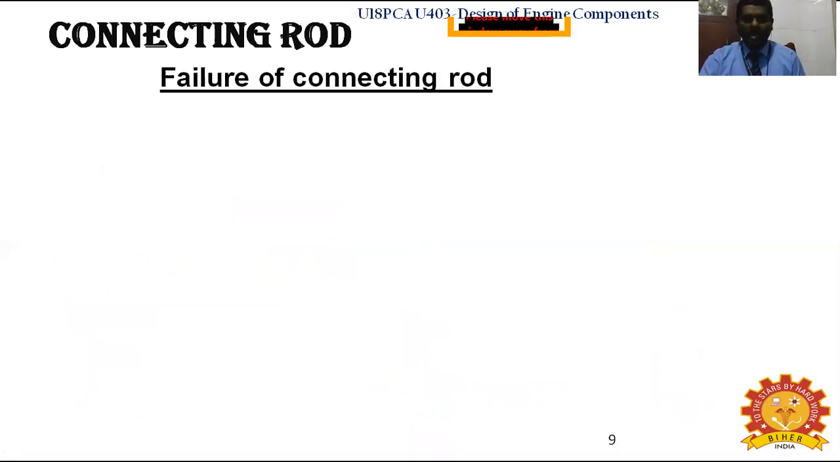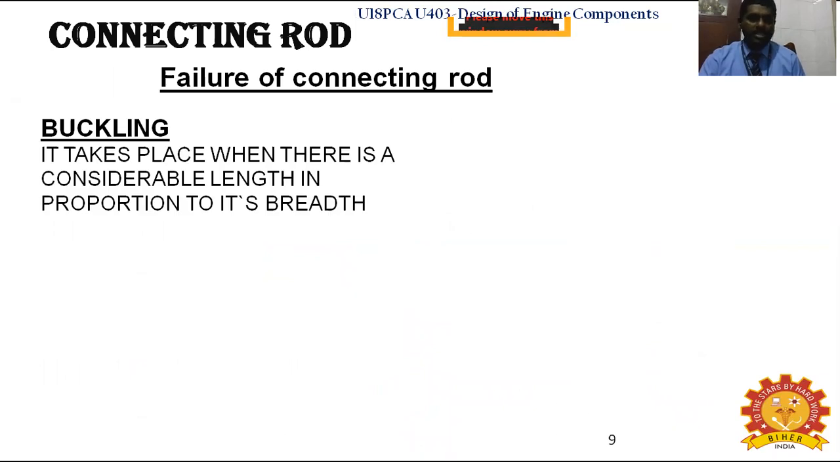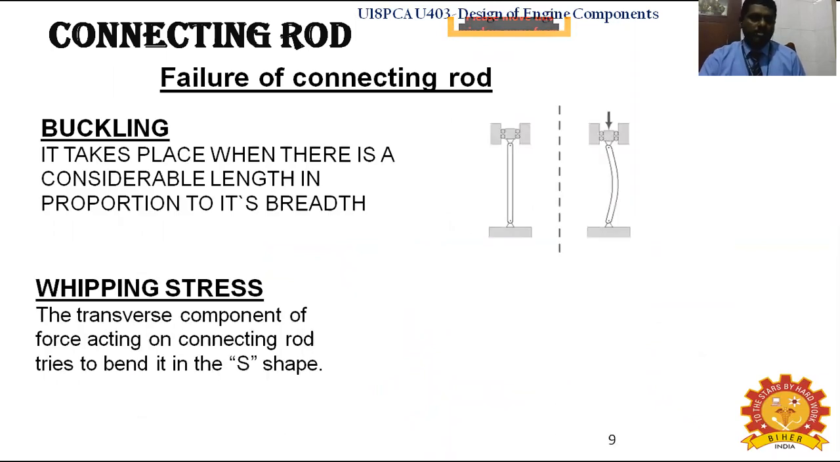The failure of the connecting rod will mainly be buckling as well as whipping stress. Buckling takes place whenever there is a considerable length in proportion to its breadth. Similarly, for whipping stress, the transverse component of force acting on the connecting rod tries to bend it in an S shape.